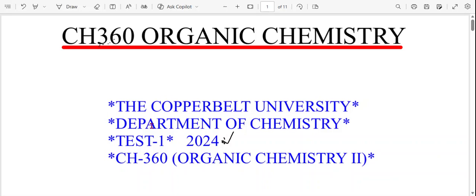All right. We'll be going through this paper. It's the 2024 Test One, CHE 360 Organic Chemistry, Copperbelt University, Department of Chemistry. You all know this. I just got the paper, so this is what was in the paper.